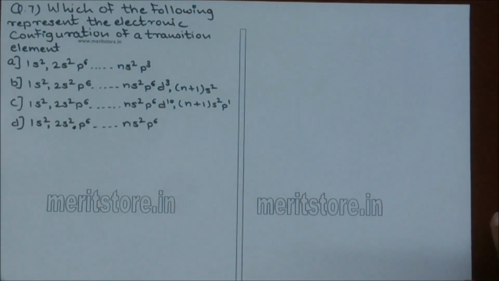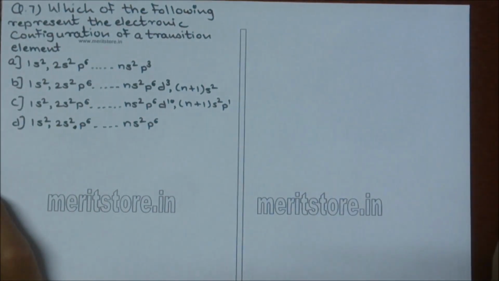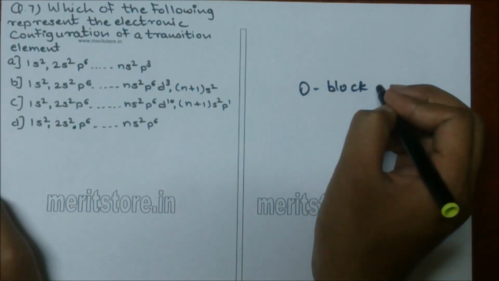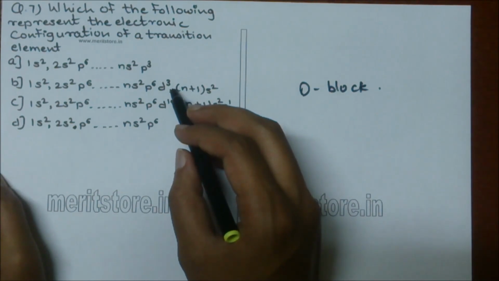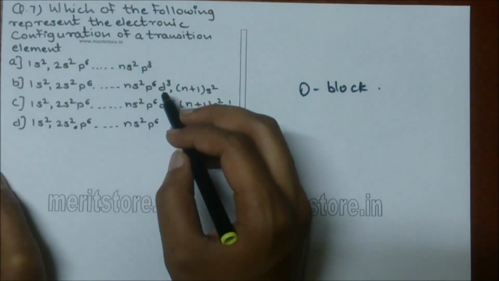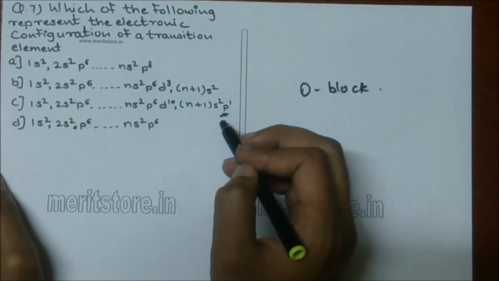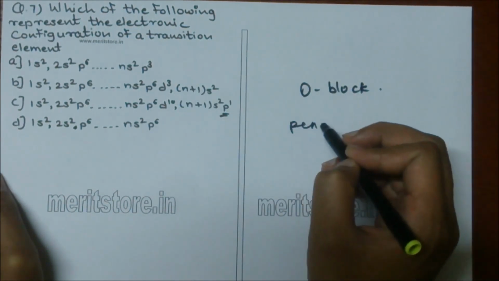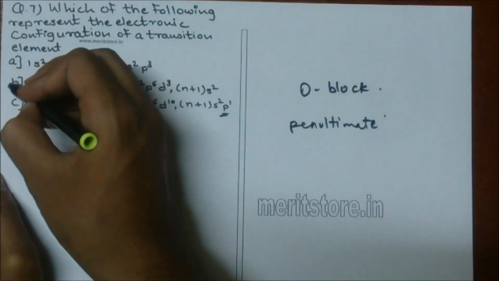Question number 7. Which of the following represents the electronic configuration of transition elements? Of all these, the element with electron entering the d subshell belongs to the transition elements. Transition elements are d block elements. In statement B, the d subshell is incomplete and the electron enters the d orbital, so this is a transition element electronic configuration. And in C, the electron enters the p subshell, so this belongs to p block element. The d block is also known as penultimate. So option B is the correct answer.